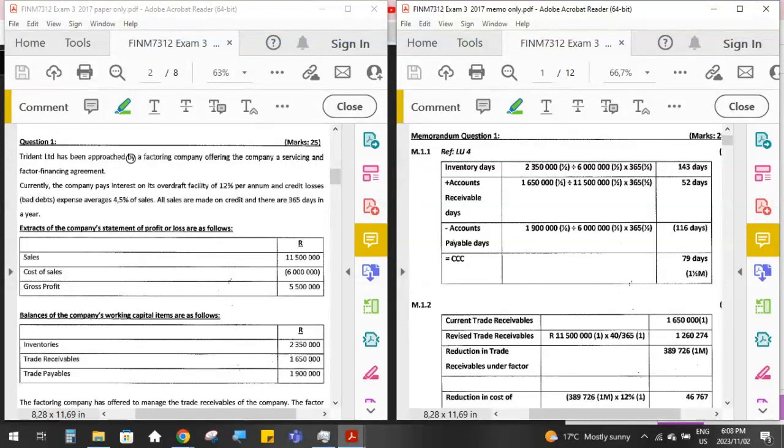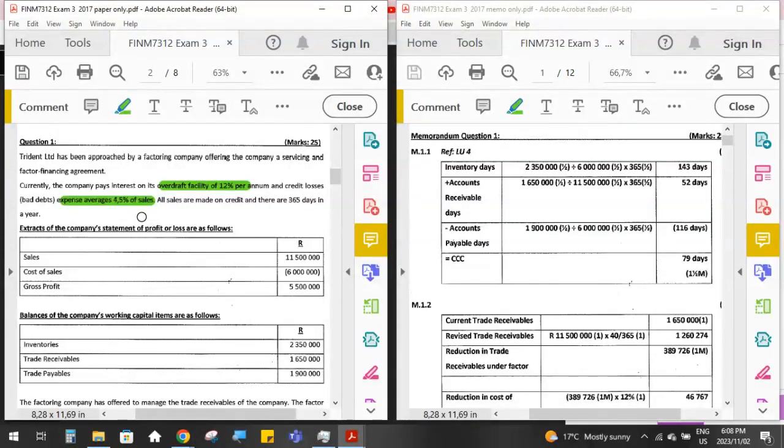Okay. Trident has been approached by a factoring company, offering the company a servicing and factor financing agreement. Currently, the company pays interest on its overdraft facility of 12% per annum. So that's important information we want to highlight. Its credit losses or bad debts expense is 4.5% of sales. This is where you've got to also pay attention in these questions. Here they've told us it's 4.5% of sales.